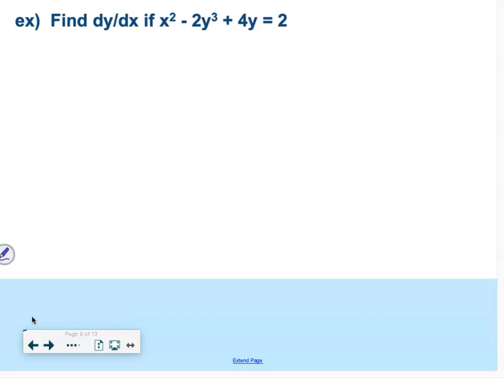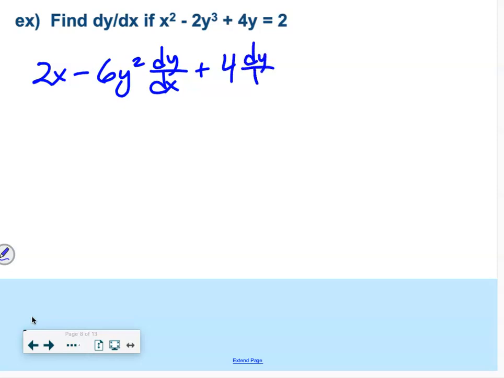So we're differentiating with respect to what variable? X. So for x squared, what's the derivative? 2x. Do I have to write a differential? No. So derivative of 2y cubed: 6y squared. Do I have to multiply by a differential? Yes. What is it? dy/dx. Yep, every time you differentiate a y. So derivative of 4y would be 4 dy/dx. And what about the number 2? 0. Good. Any questions on that?